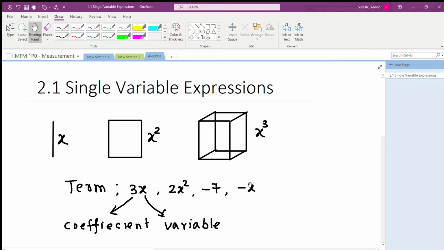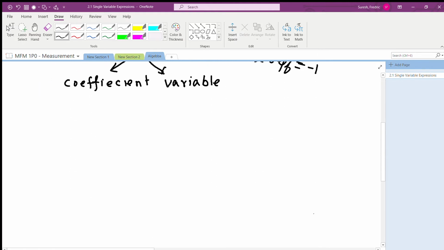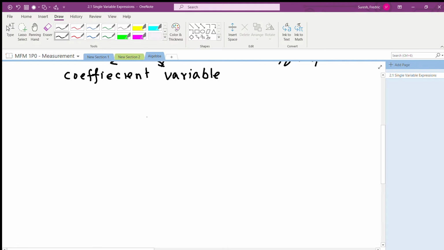Here, when there is no number, we can assume the number to be a 1. So in this case, the coefficient equals -1. Is that clear so far, the numbers? Okay, so we have a coefficient and we have variables. Next task is for us to figure out what are like and unlike terms.